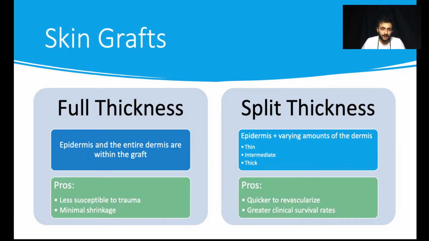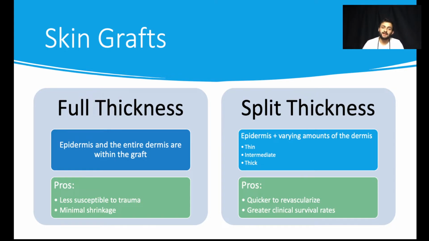So looking at skin grafts, we're thinking about two different types of grafts. We're thinking about full thickness grafts, and we're thinking about split thickness grafts. Okay, and so the difference here is that a full thickness graft has the epidermis and the dermis within the graft. And the pros of this are, of course, that it's less susceptible to trauma. It's not as frail, right? And there is minimal shrinkage.